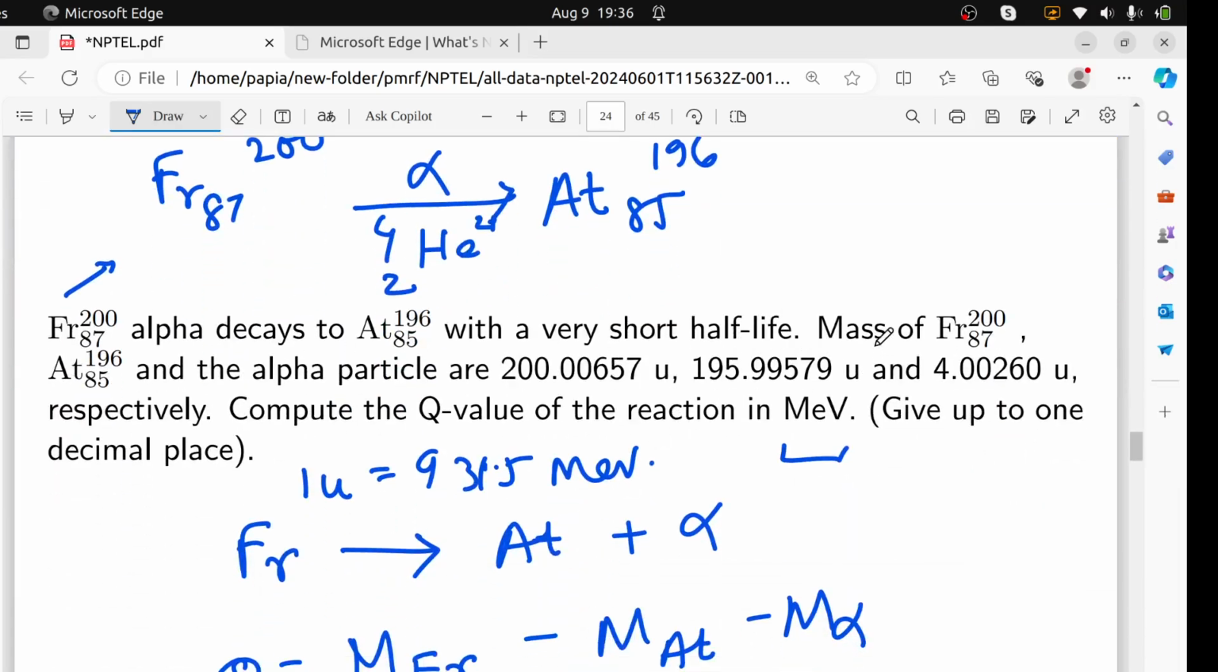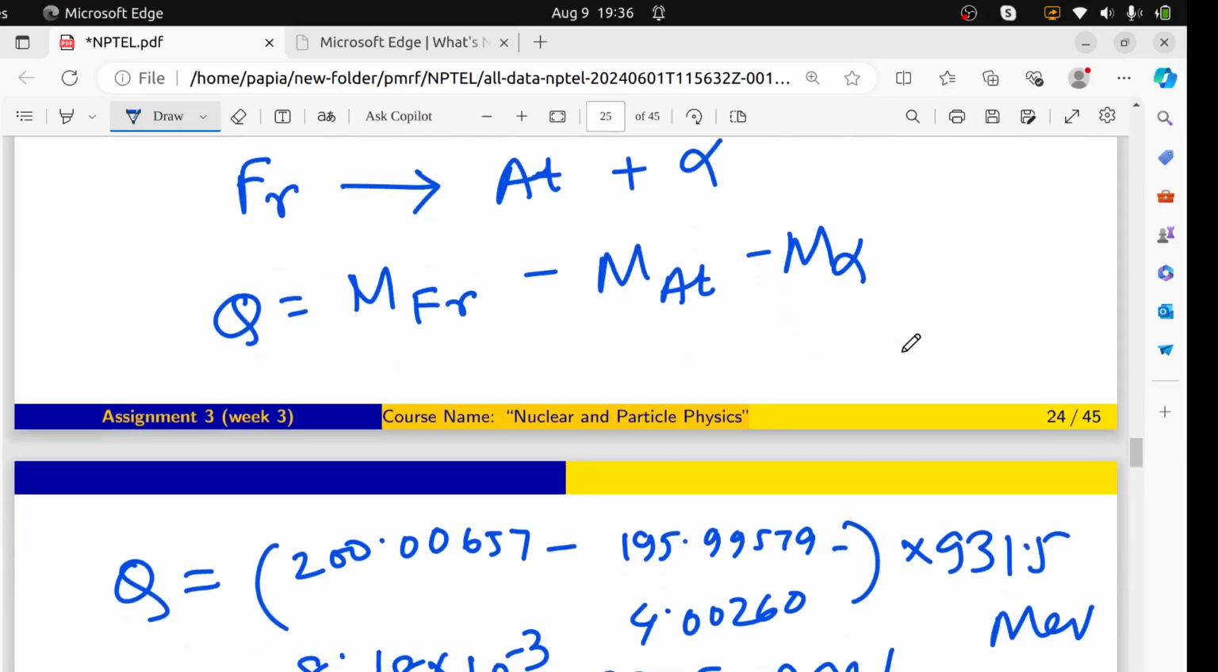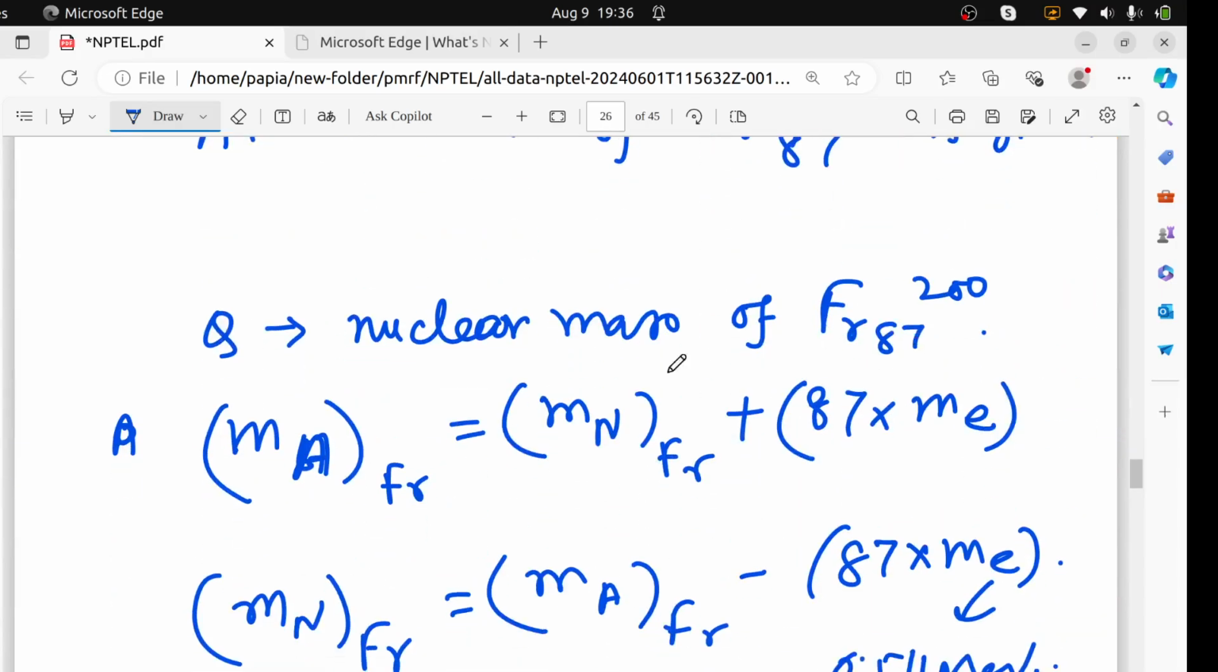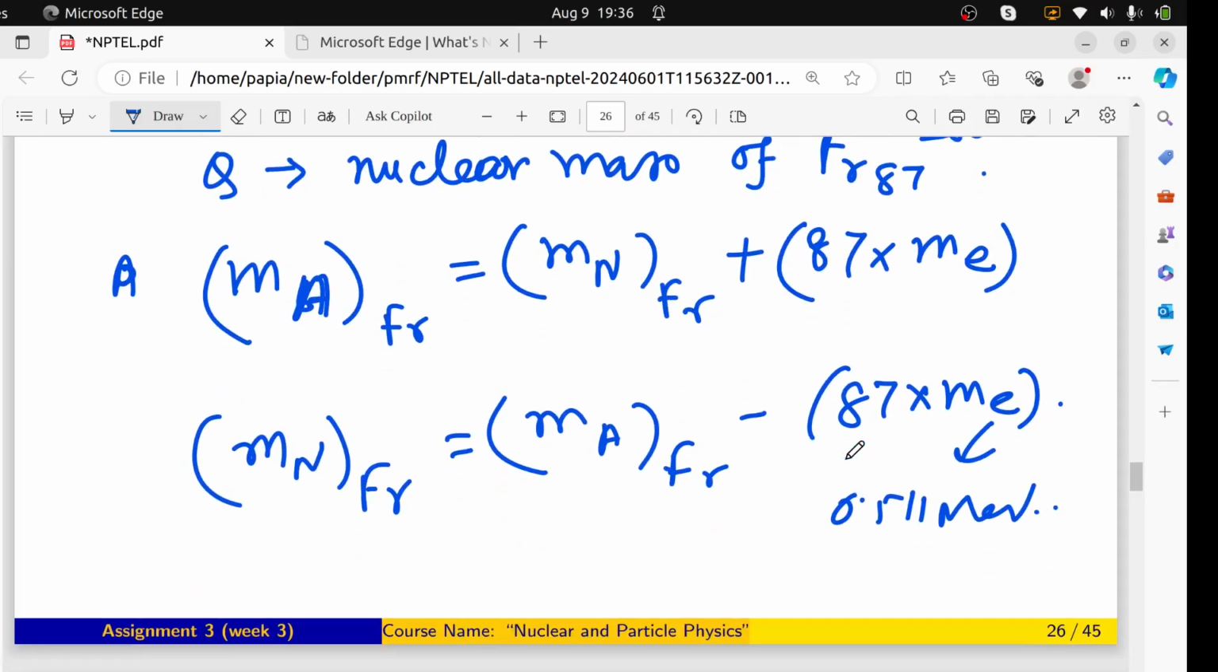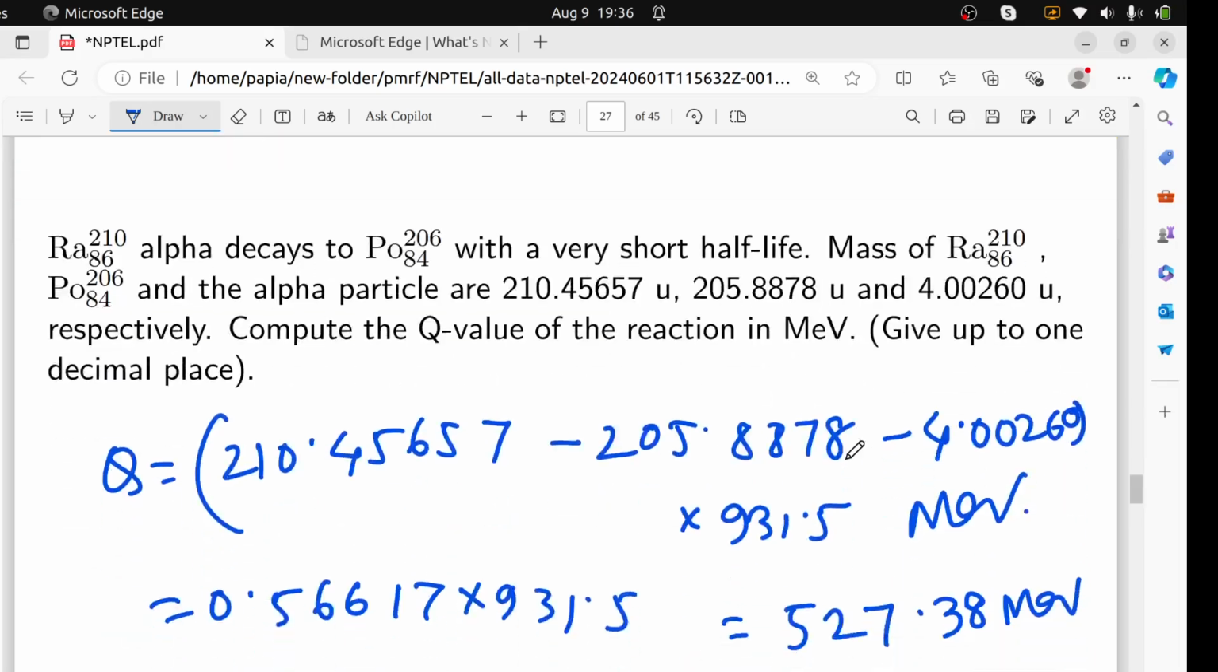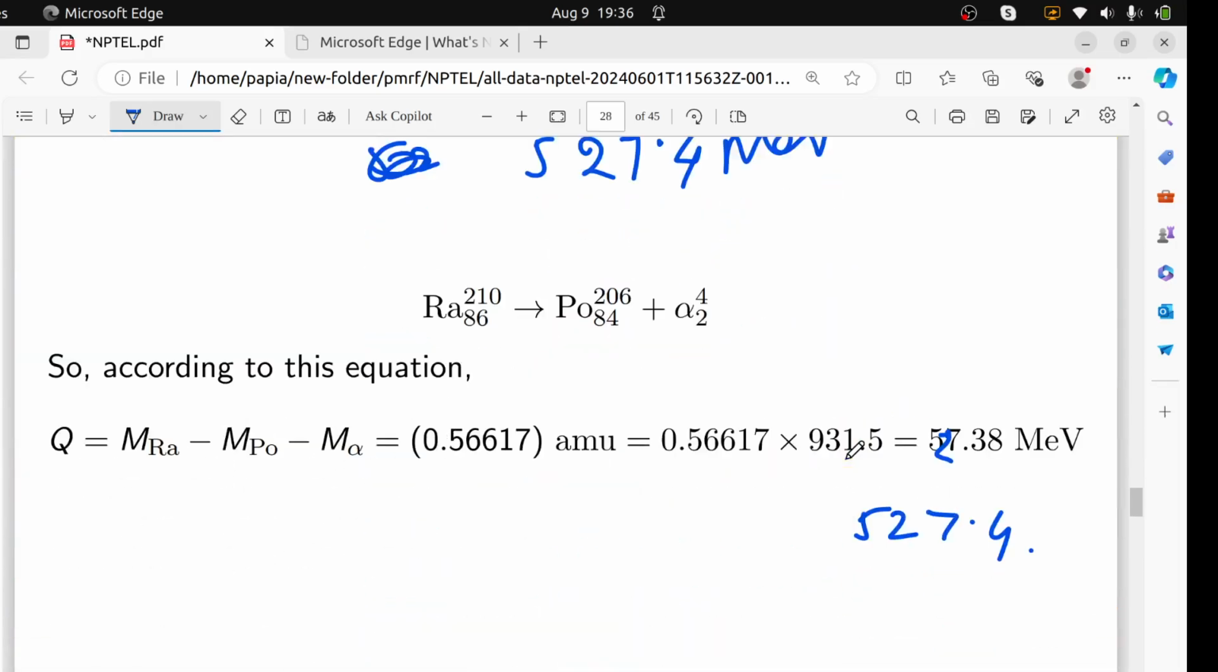As I told you, mass, atomic mass and nuclear mass will come in week number 4 or week number 5. Then we will discuss these things in more detail. What is atomic mass and nuclear mass and how we will calculate this conversion and all. So just stay tuned and we will do that here.